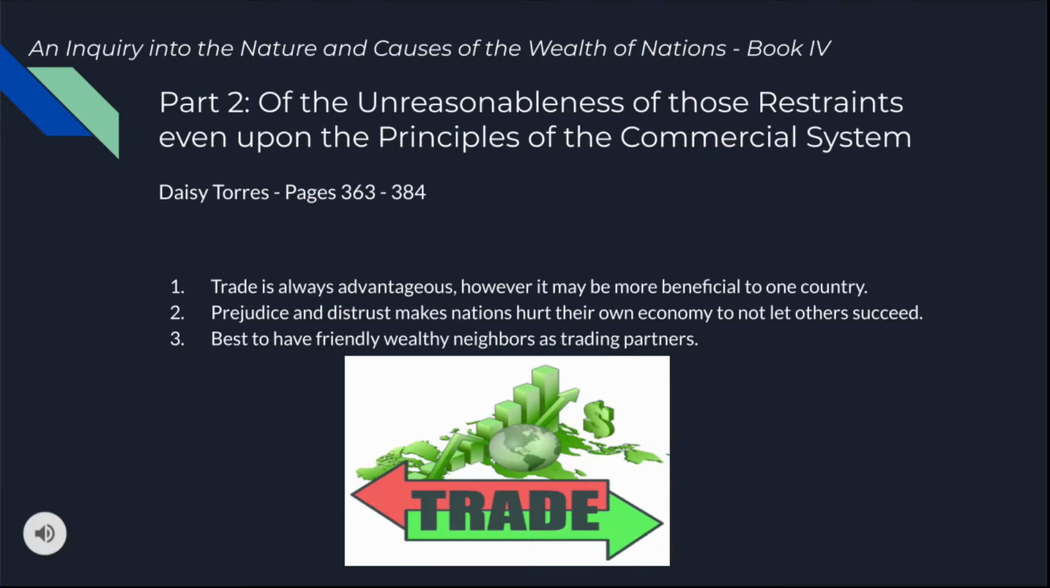Smith criticizes nations who do this, and states that although during a war it may not be the best, having wealthy nations as neighbors actually benefits the surrounding countries because it creates a better market.